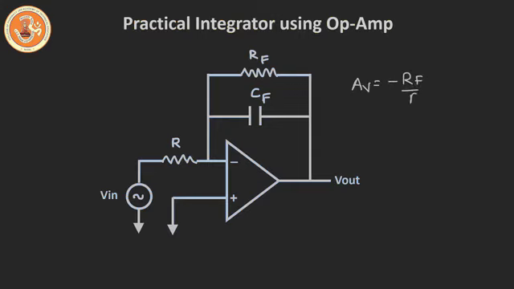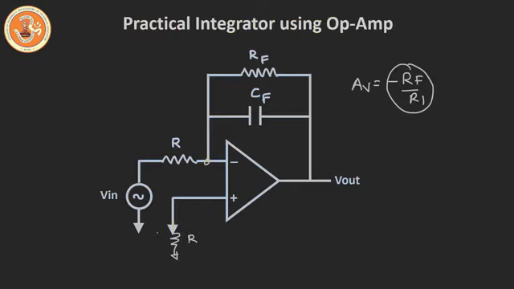If you see any practical integrator, you will find this feedback resistor in parallel with this capacitor. Moreover, you will also find a resistor connected at the non-inverting terminal. Basically, this resistor is connected to avoid the effect of input bias currents. We will see more about the input offset voltage and the input bias currents in a separate video.